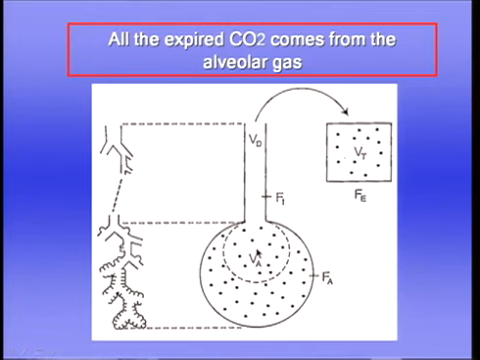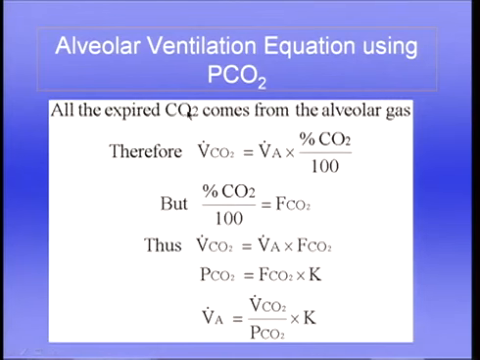And that allows us to set up an equation. Again, tighten your seatbelt a bit. What we're saying is all the expired CO2 comes from the alveolar gas. So the volume of CO2 per minute exhaled, V dot CO2, volume per unit time, is equal to the alveolar ventilation times the percentage concentration of CO2 in the expired gas. In other words, if you've got 5% CO2, only 5% of the molecules are CO2 coming from the alveolar gas.